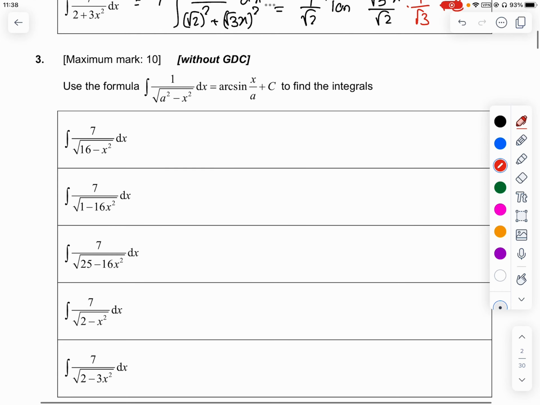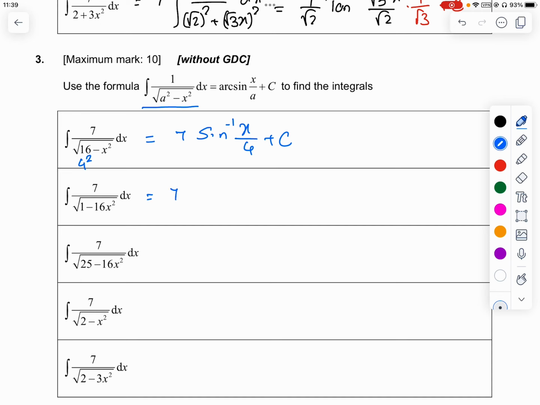Now the next formula that we are dealing with is integral of 1 upon root of a square minus x square dx is sine inverse of x upon a. So this becomes 4 square minus x square, so 7 sine inverse of x upon 4 plus c. Now this can be written as 7, 1 upon square root of 1 minus 4x whole square dx. So what does it become? 7 sine inverse of 4x, but don't forget to divide by 4 plus c, chain rule.